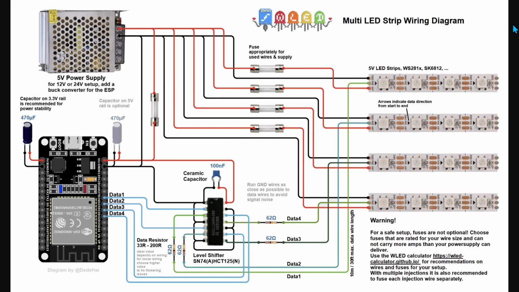And here's a diagram of multi-LED wiring, and so we're using multiple GPIO pins from the ESP32, and we have multiple strips, and note that each strip is being fused individually. This is very important. Fusing is very important because, of course, we can draw a lot of current from these, and so this is a great diagram to be able to follow if you want to drive more than one LED strip.